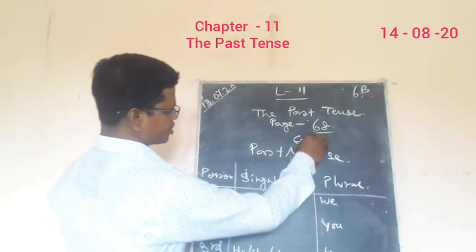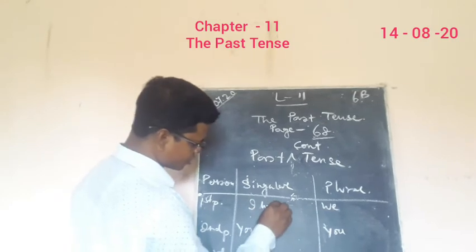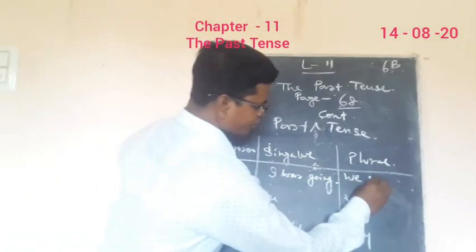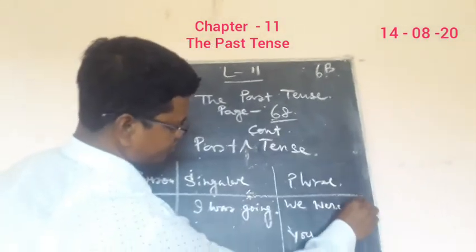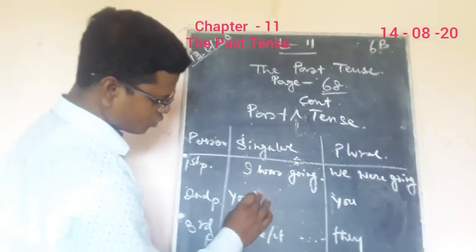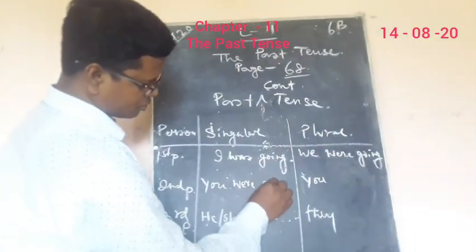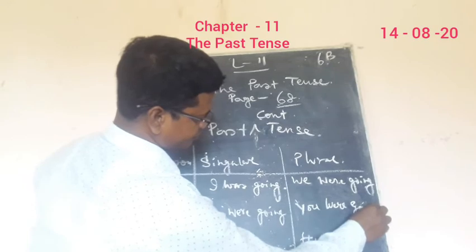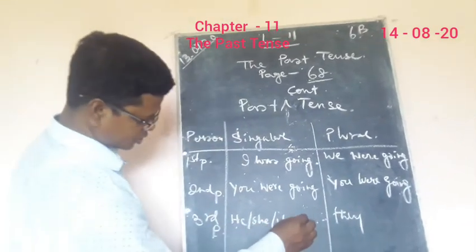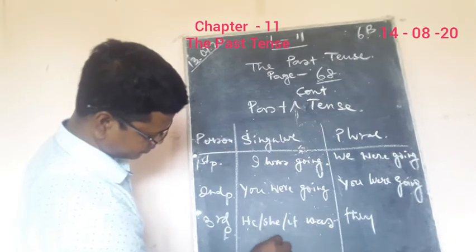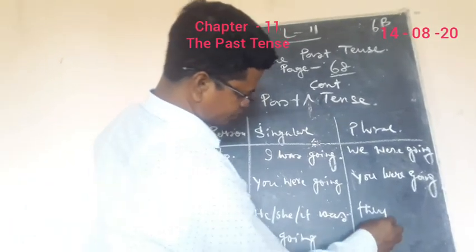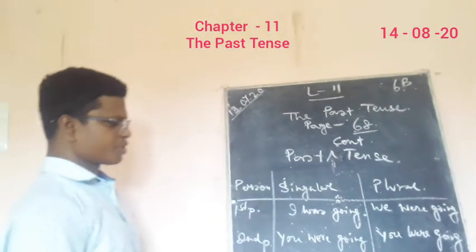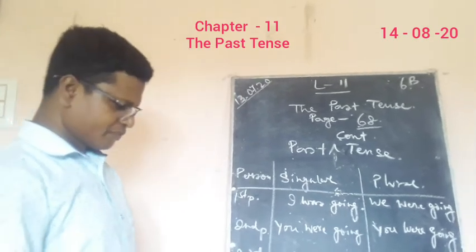Past continuous tense. So I was going, we were going, you were going, they were going, and then he, she, it was going, they were going. So remember this chart and write it down in your notebook.